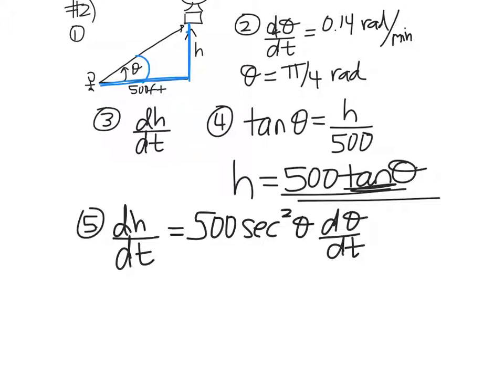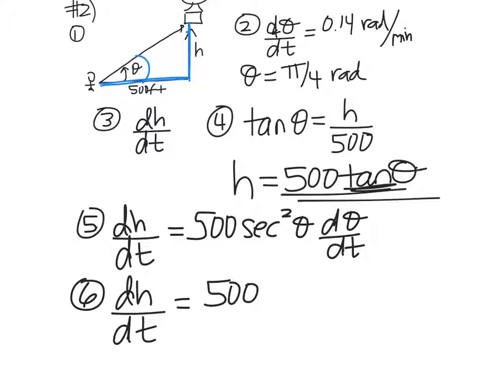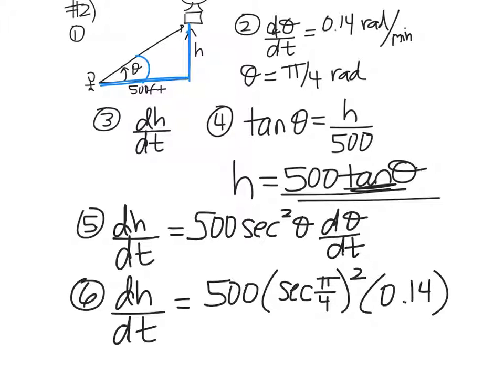Now, part 6, we get to plug it all in. This is such a good problem. So good. dh dt equals 500. Now, secant squared, that kind of bothers people sometimes, but all this is secant of pi over 4 squared. It's not pi over 4 being squared, okay, remember? It's that you do secant of pi over 4 and then you square that. And then times d theta dt, which is 0.14. Everything's in radians, we're good to go.